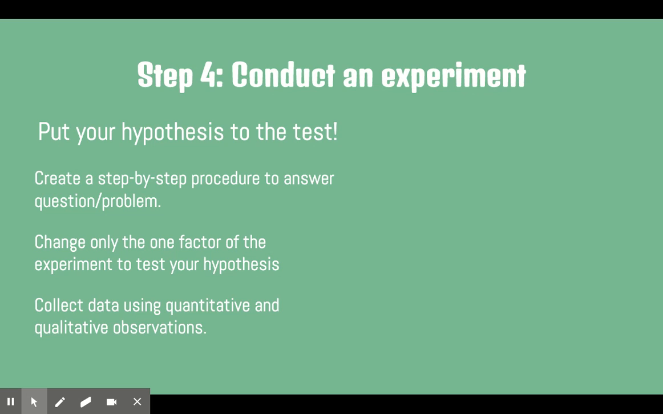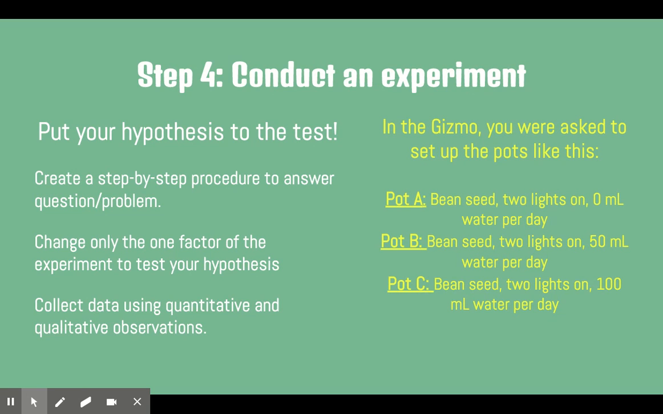So if you remember, in the gizmo, you were asked to set up the pots like this. In pot A, you put a bean seed in, 2 lights on, 0 milliliters of water per day. Pot B, a bean seed, 2 lights on, 50 milliliters of water per day. And pot C, bean seed, 2 lights on, 100 milliliters of water per day. But why did you do this? Do you know why?